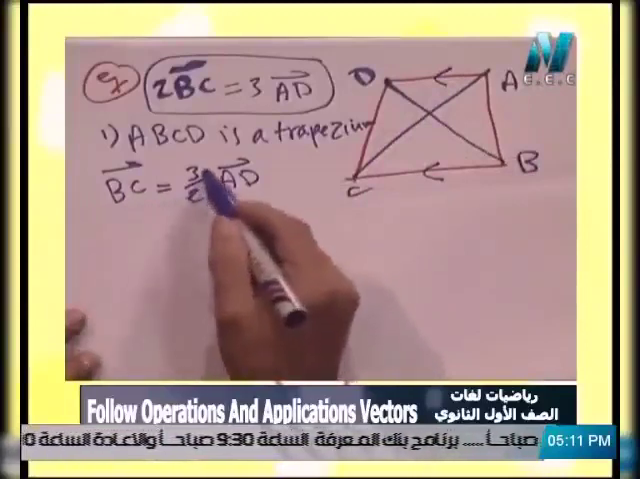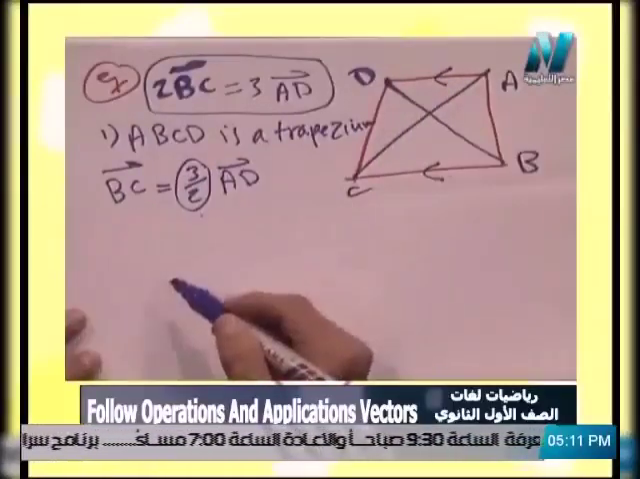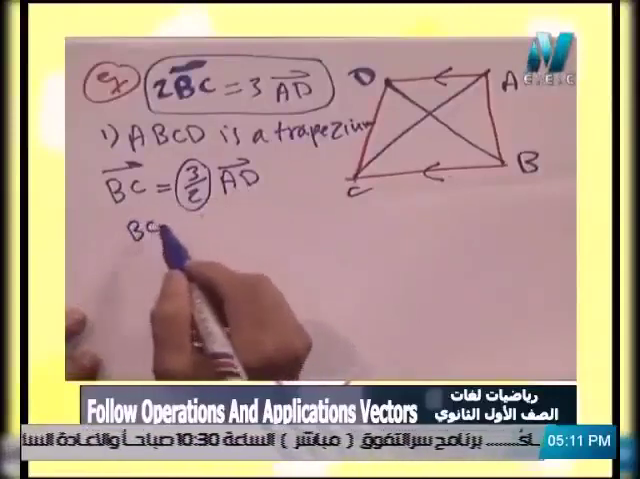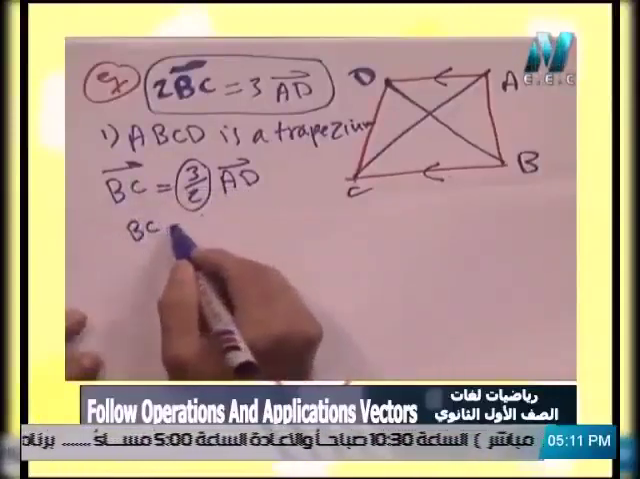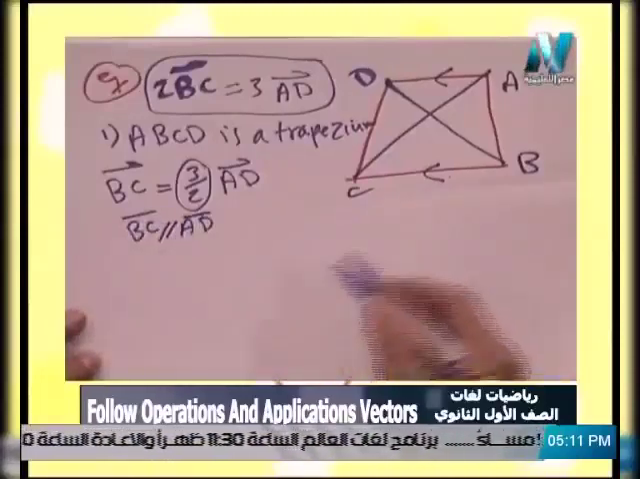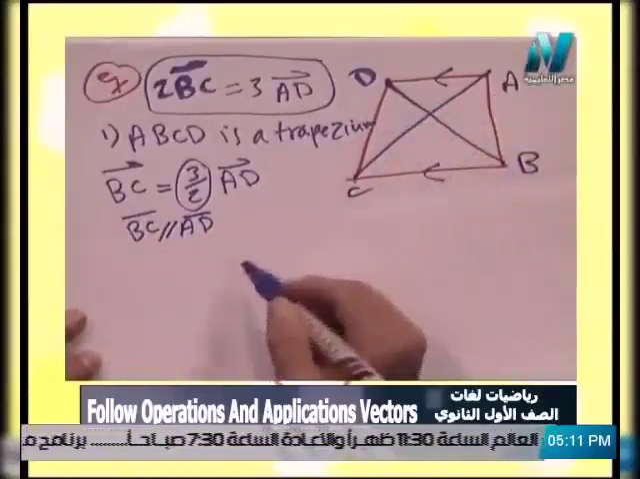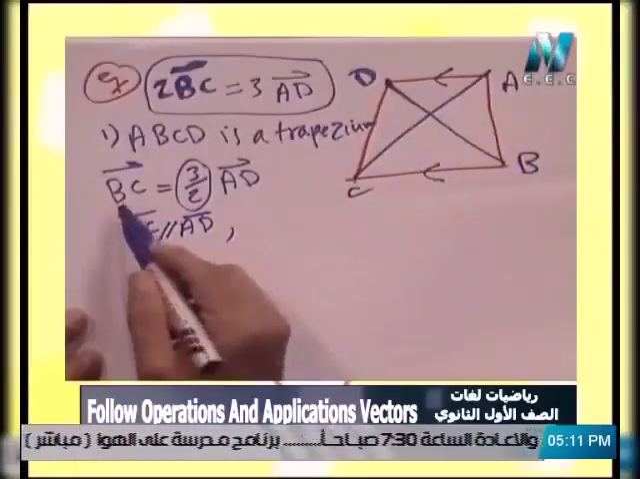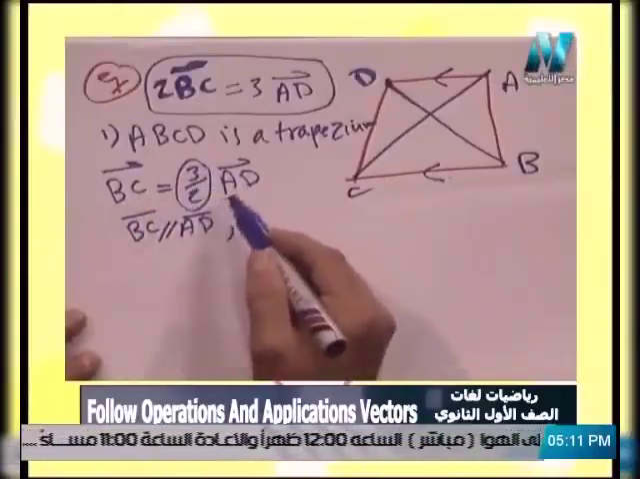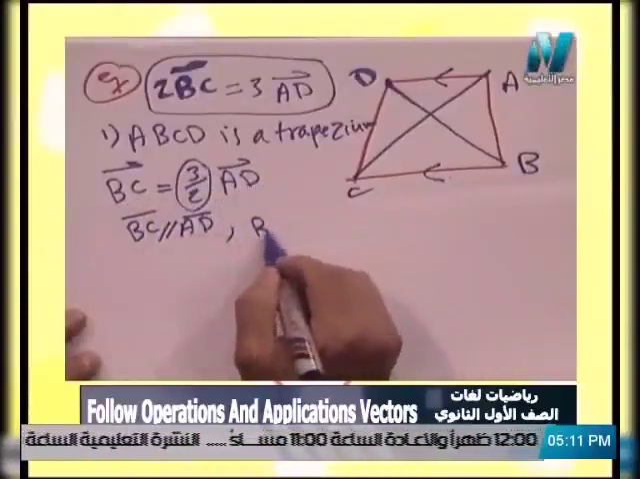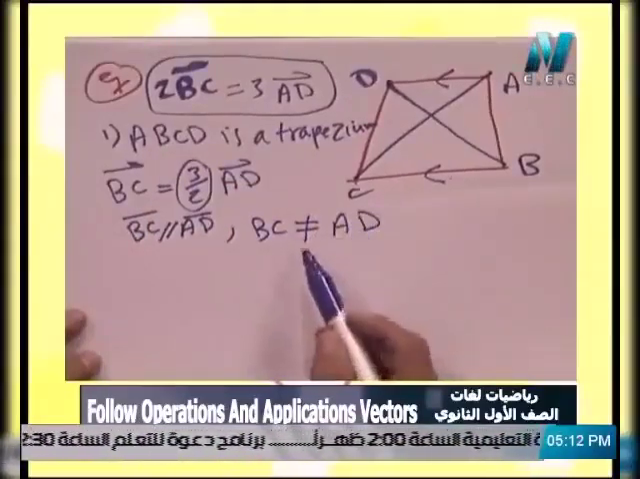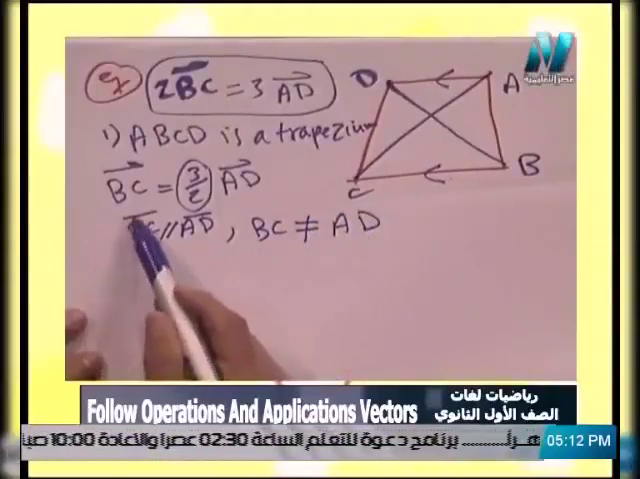When a vector equals a real number multiplied by another vector, these two line segments will be parallel, or these vectors will be parallel. So we have proved that AD is parallel to BC, and because BC doesn't equal AD but equals a real number multiplied by AD, BC here doesn't equal AD as a length. Look carefully at these line segments here.